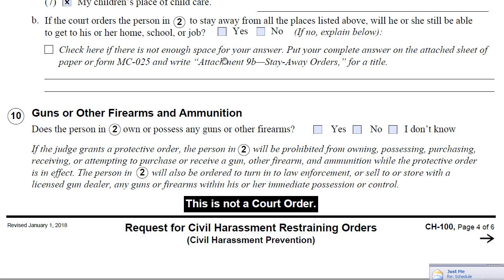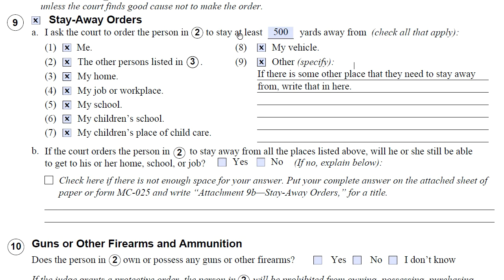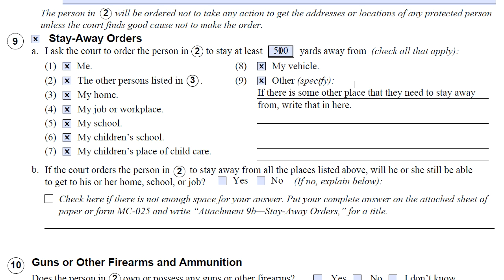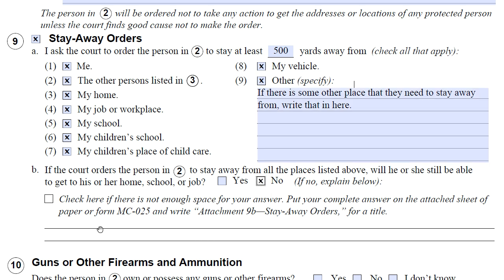Also, the next one is if they are told to stay 500 yards, let's just say 500 yards away, will they still be able to get to their house, school, or job? So if you are next door neighbors and you're closer than 500 yards from each other, then you would mark no, and you'll have to explain why the order should go forward, even if it means they won't be able to get to and from their home.